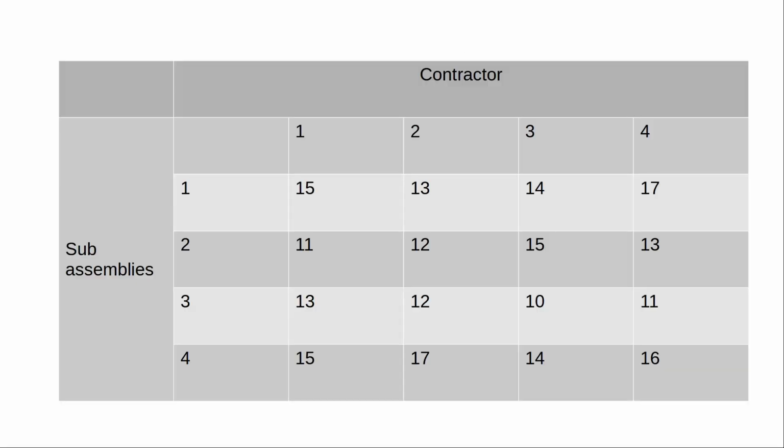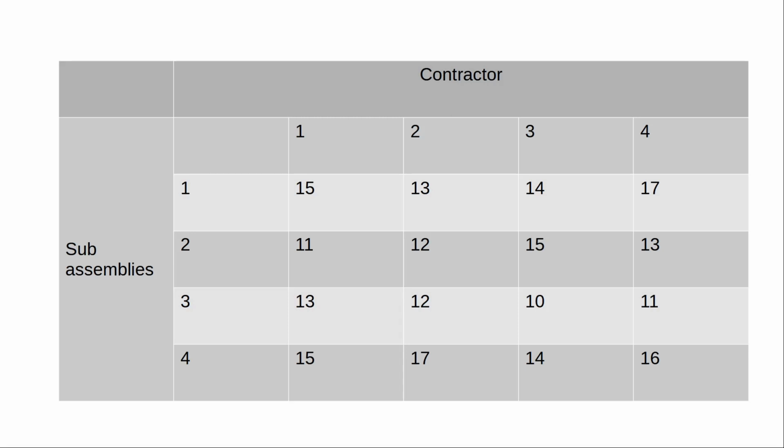So here we go. We have sub-assemblies 1, 2, 3, 4 in the rows and contractors 1, 2, 3, 4 in the columns. If we give sub-assembly number 1 to contractor number 1 so that it can be made, the cost is going to be 1500 rupees. Let's say if we take sub-assembly number 3 and give it to contractor number 2, the cost is going to be 1200 rupees.